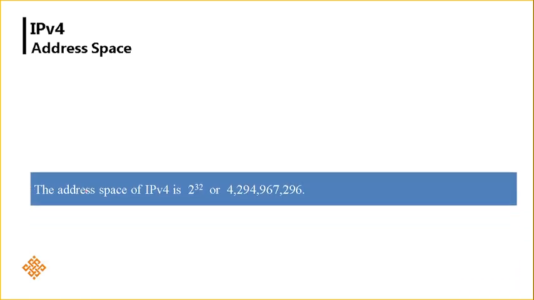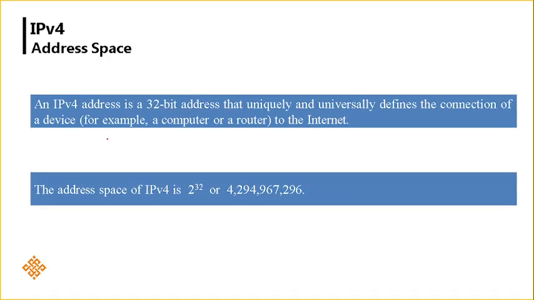First, let us see the address space of IPv4. An Internet Protocol version 4 address is a 32-bit address that uniquely and universally defines the connection of a device to the Internet. It means any system, if it wants to communicate in an Internet, it should have a unique IPv4 32-bit address, or it should have IPv6 128-bit address.